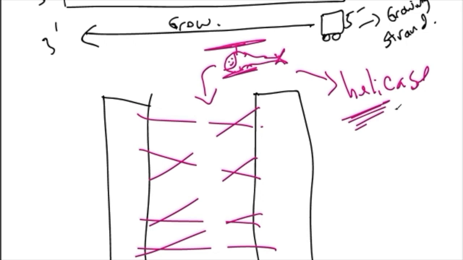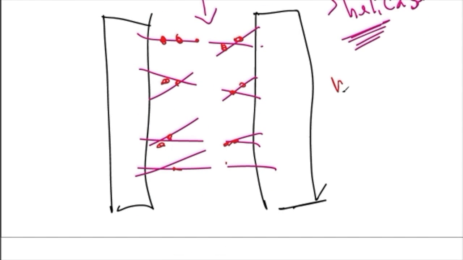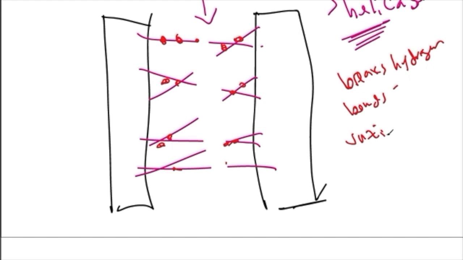See? So Helicase breaks... Oh, I should have drawn these as red dots because what are biology books notorious for? Hydrogen bonds. They draw their hydrogen bonds as red dots. And so Helicase breaks the hydrogen bonds between the strands. It breaks the hydrogen bonds between the opposite strands. And so it basically, Helicase unzips DNA. Hydrogen bonds. Unzips DNA.